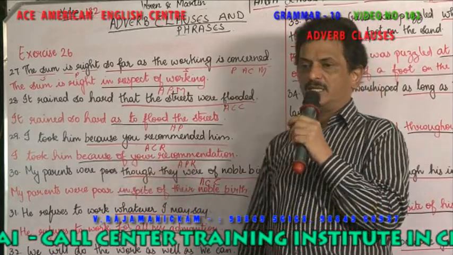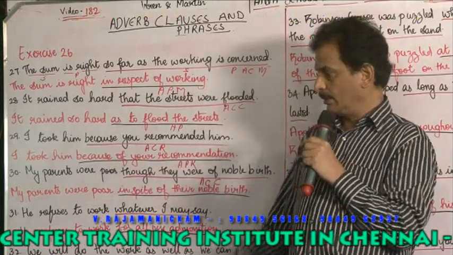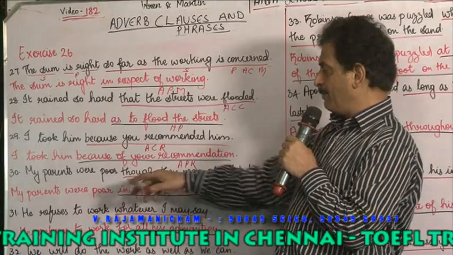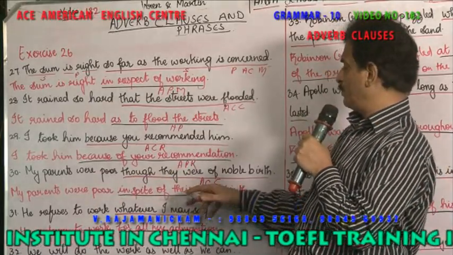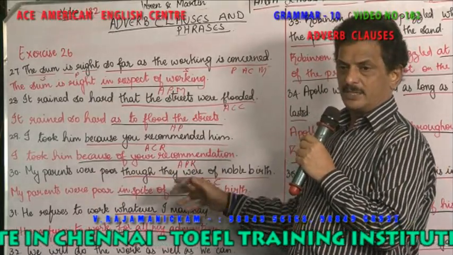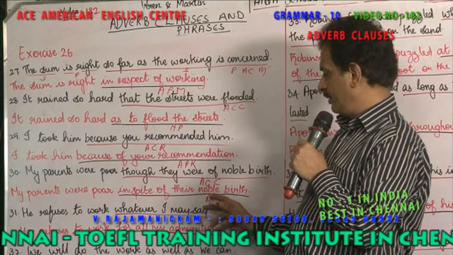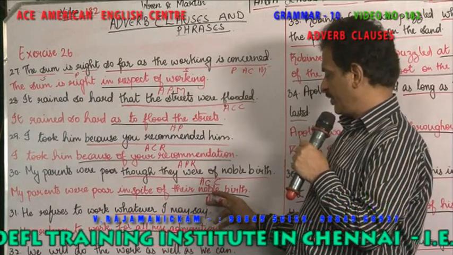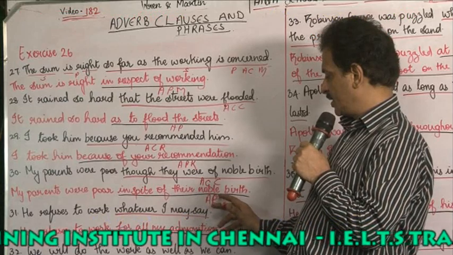What is the concession? Though. So, you have to change it into a phrase. My parents were poor in spite of their noble birth. There is no verb there. So, it becomes an adverbial phrase of concession.